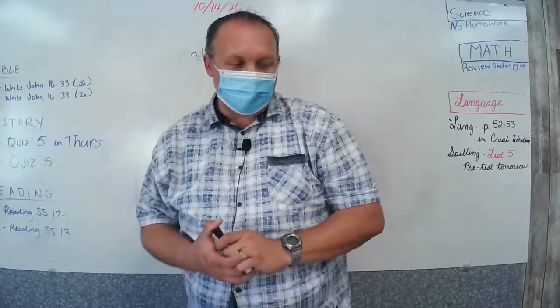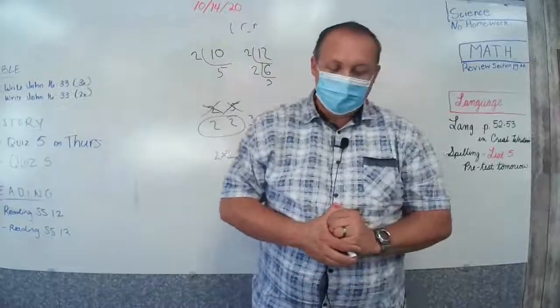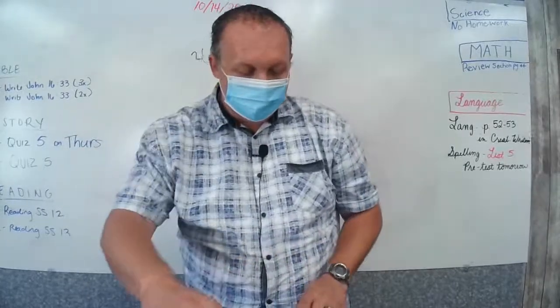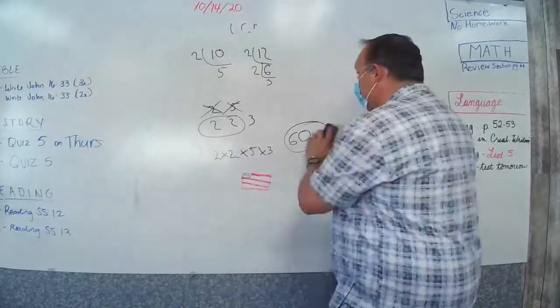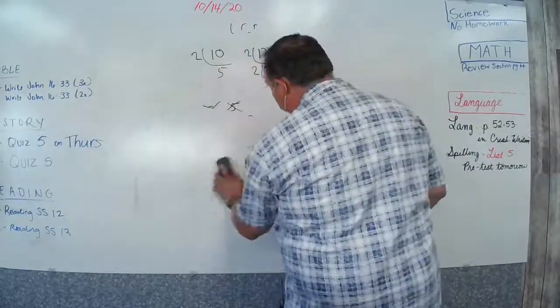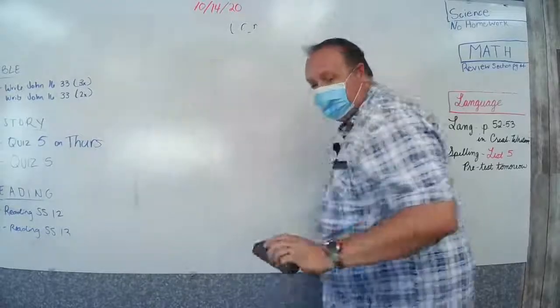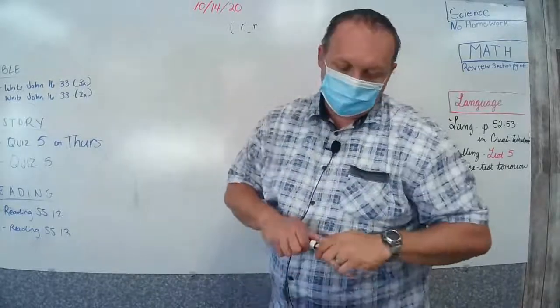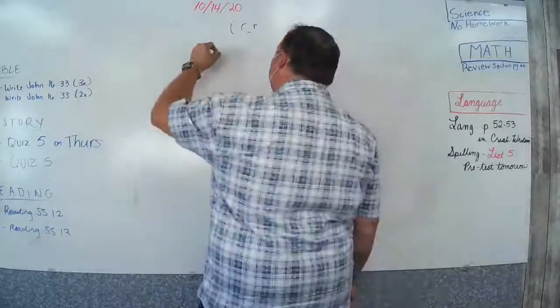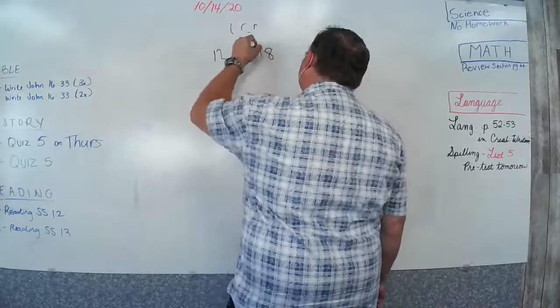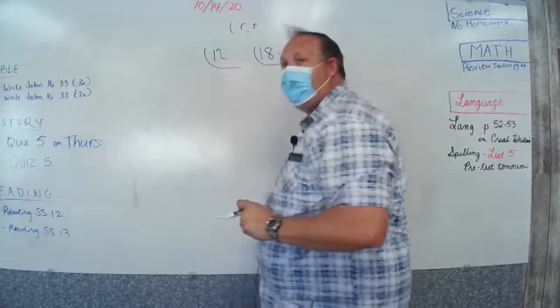Let's look at number 1 here. Everybody, 1A, 12 and 18. Get your pencils out. We're going to do this all together. 1A. The very first thing we're going to do is, what's the very first thing we do?